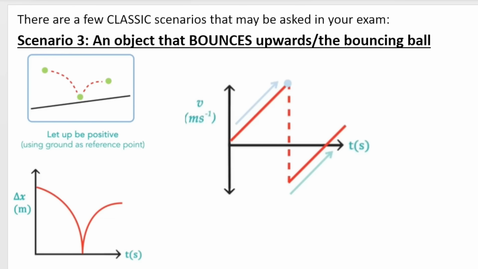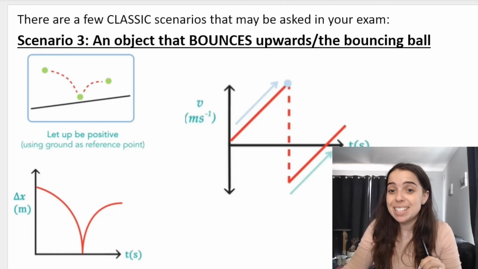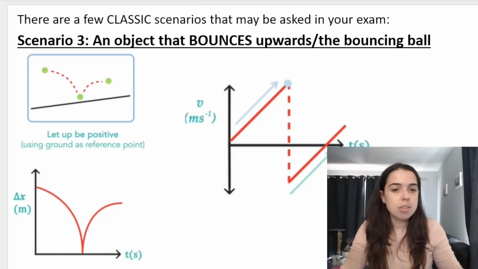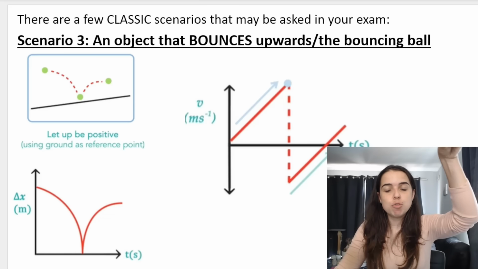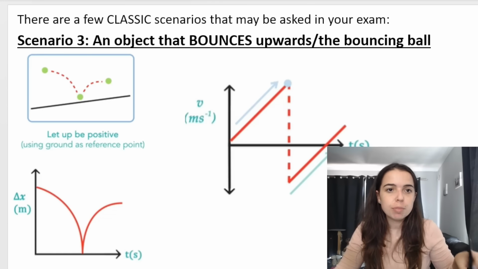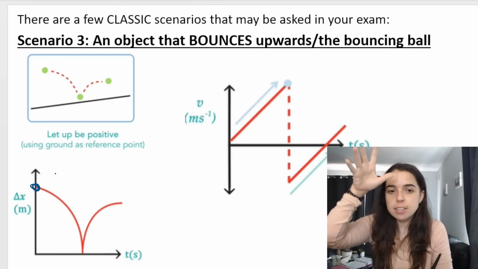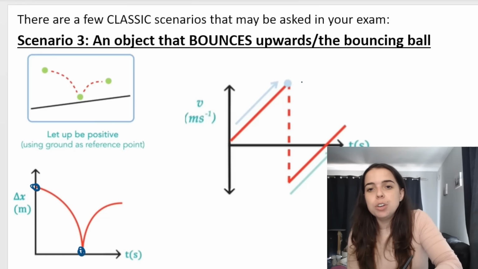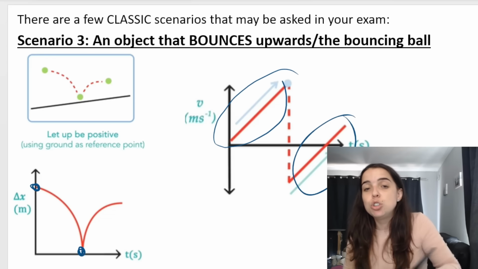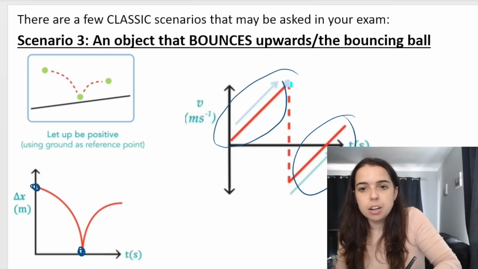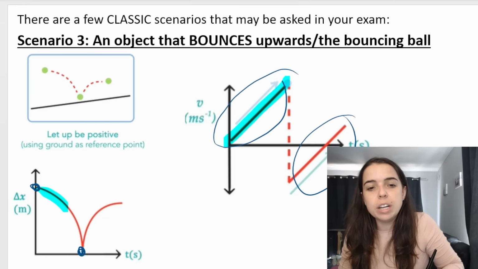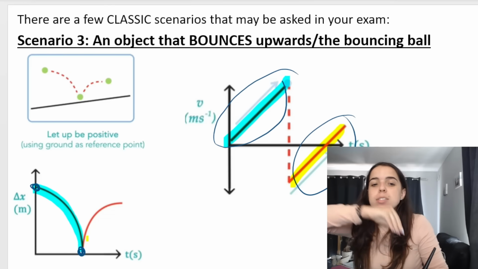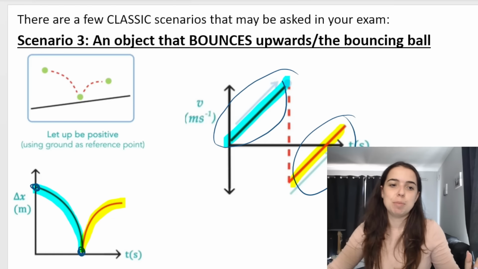Our last scenario that you need to be aware of that often pops up in exams is the bouncing ball scenario. So we can see here that the ball is bouncing, or let's say I'm dropping it from a certain height. So in this scenario, I'm dropping it from a height. It's bouncing downwards to the ground. It hits the ground. It bounces upwards again. You can see that my velocity versus time graph has two lines. The first line corresponds to when the ball is falling downwards and then hits the ground. The second line corresponds to when it bounces back upwards and reaches a maximum height.